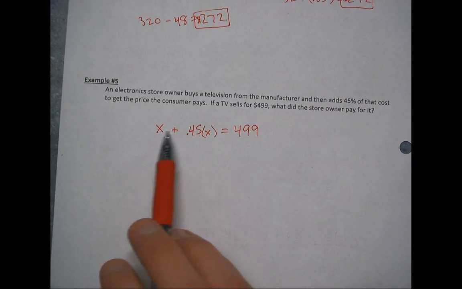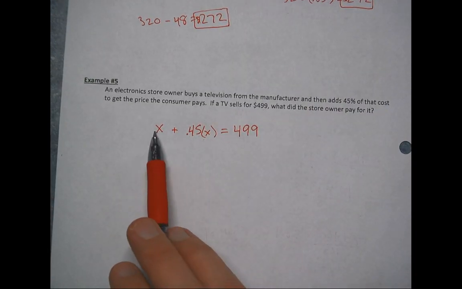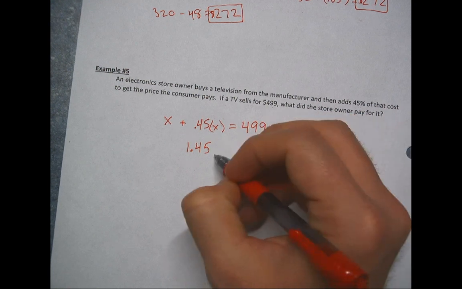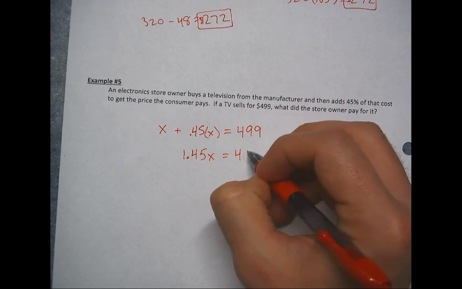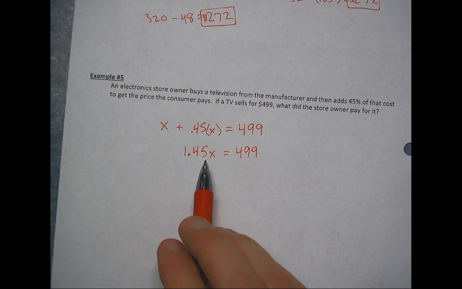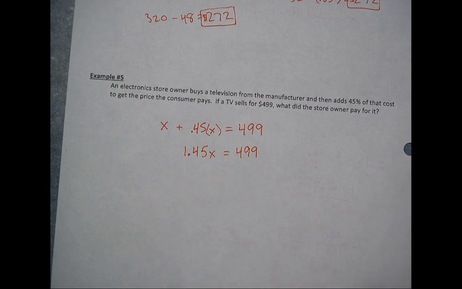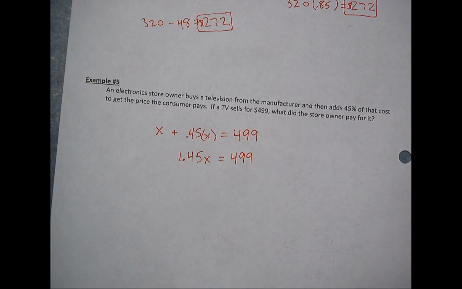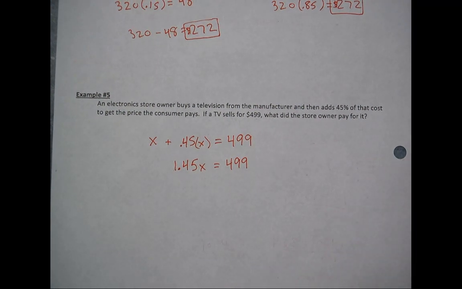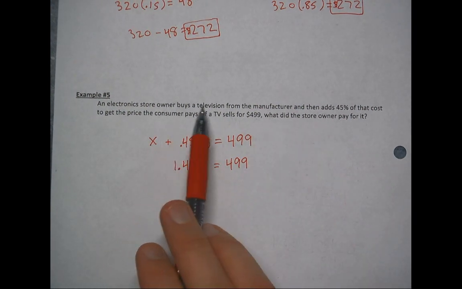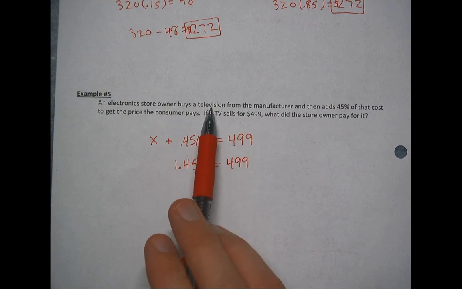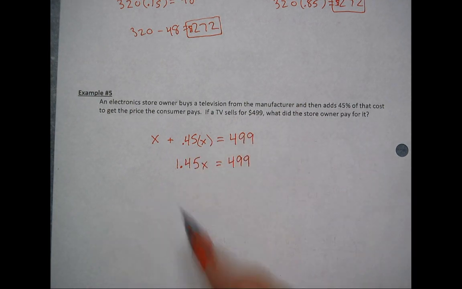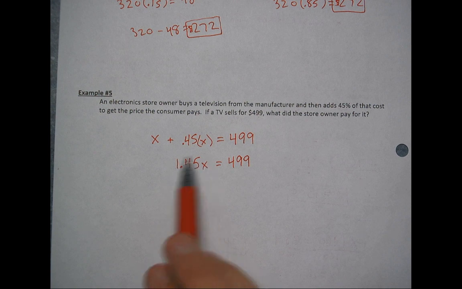Well, let's say we wanted to just use our algebra to get this done. This is a 1x and a 0.45x. So if I combine them, it's 1.45x. Think about what this represents. This is 145%. If you take 1.45 and times it by 100, it's 145%. So as soon as we start going over 100%, people get confused. But think about it. The price that the company paid for the television to begin with, that's 100%. And then he adds another 45%. So if you add 45 to 100, you have 145%. And that's what the consumer pays.